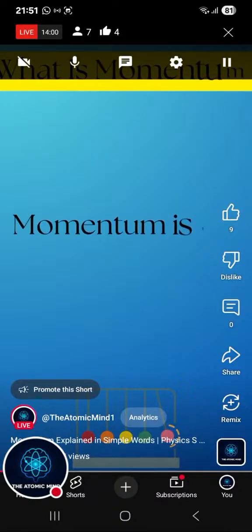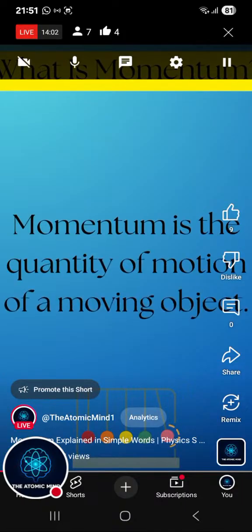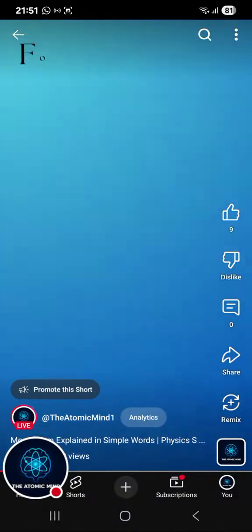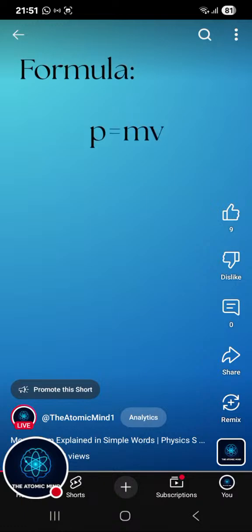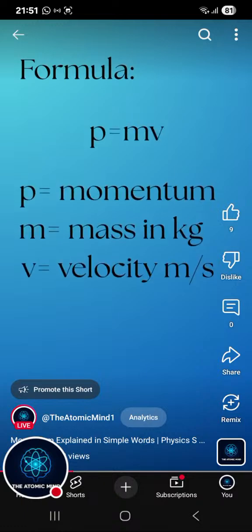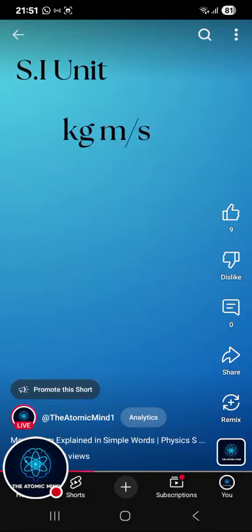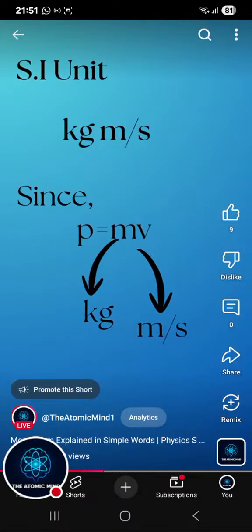What is momentum? Momentum is the quantity of motion of a moving object. It depends on how heavy the object is and how fast it is moving. Formula of momentum is P is equal to mv. P is the momentum, m is mass in kilograms, v is velocity. Its SI unit is kilogram meter per second.